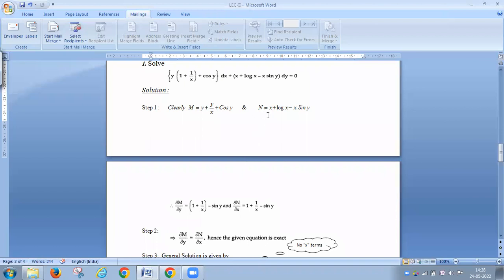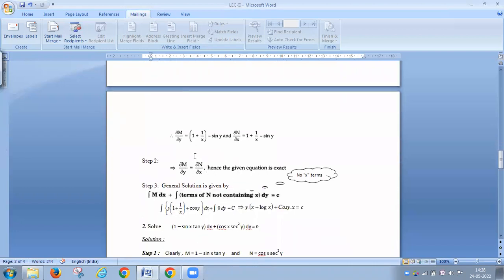Next, ∂N/∂x. Differentiate N with respect to x, treating y as a constant. So the derivative of x is 1, the derivative of log x is 1/x, and −sin y is constant. So ∂N/∂x is also 1 + 1/x − sin y. If you observe, both of these are equivalent: ∂M/∂y is the same as ∂N/∂x. If these two are equal, we say that the given differential equation is an exact differential equation.